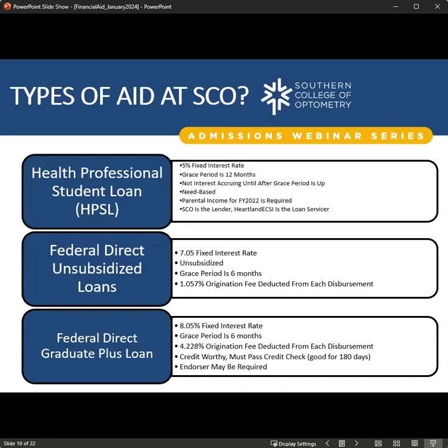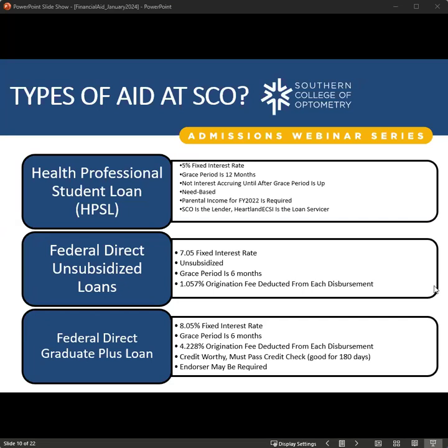So let's talk a little bit more about those loans. The health professional student loan has a 5% fixed interest rate. The grace period is 12 months. You do not start accruing interest until you start your grace period, which again is 12 months after you graduate. It is need-based, and parental income for fiscal year 2022 is required.